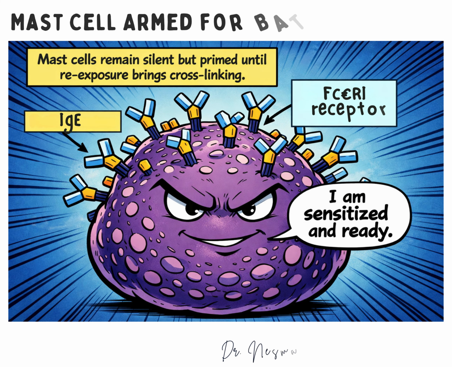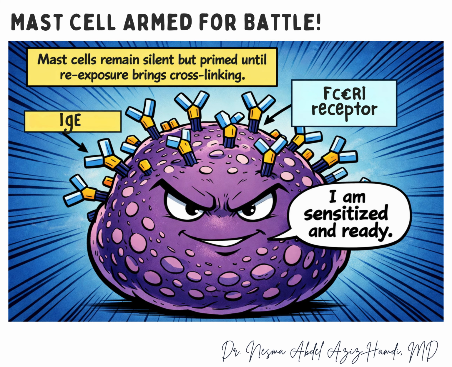Following immunoglobulin E production, these antibodies don't float freely for long. The newly synthesized immunoglobulin E antibodies travel and bind to specific high-affinity receptors, called Fc epsilon receptor 1, on the surface of mast cells. The mast cell, now adorned with these immunoglobulin E molecules like an array of antennae, becomes sensitized. It's now a silent sentinel, awaiting re-exposure to the specific allergen.